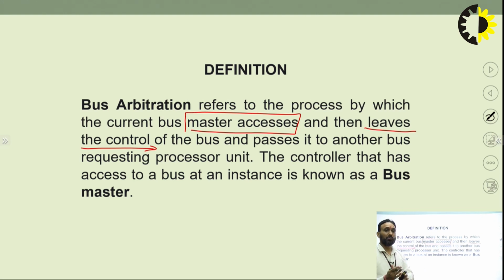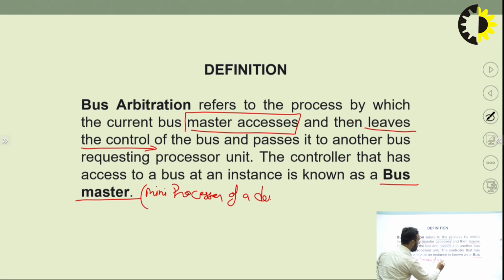There is some set of protocols or some set of mechanisms that is followed to access or control these things. This is done by the bus arbitration method. And in this bus arbitration method, the whole operation or whole control is accessed by the bus master, or we can say it is a mini processor of a device. Those devices are connected. They have a control unit, or we can say a master, that controls all their operations: how to receive data, how to send, how to access. This is done by the bus master.